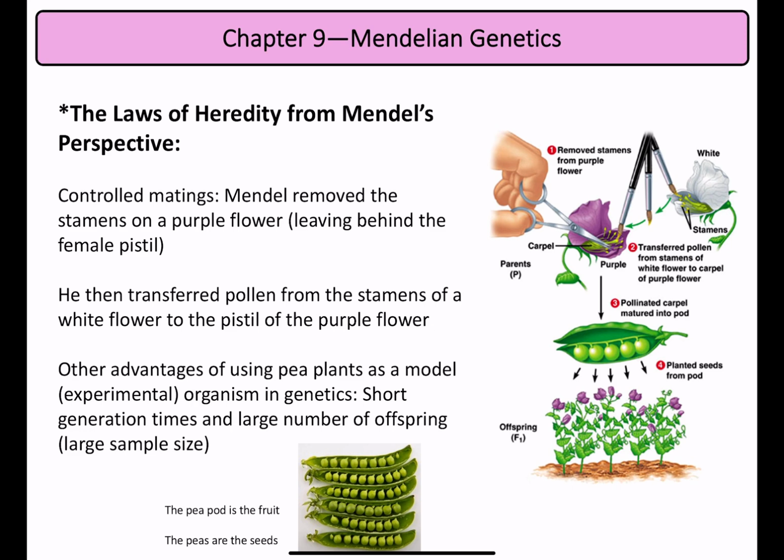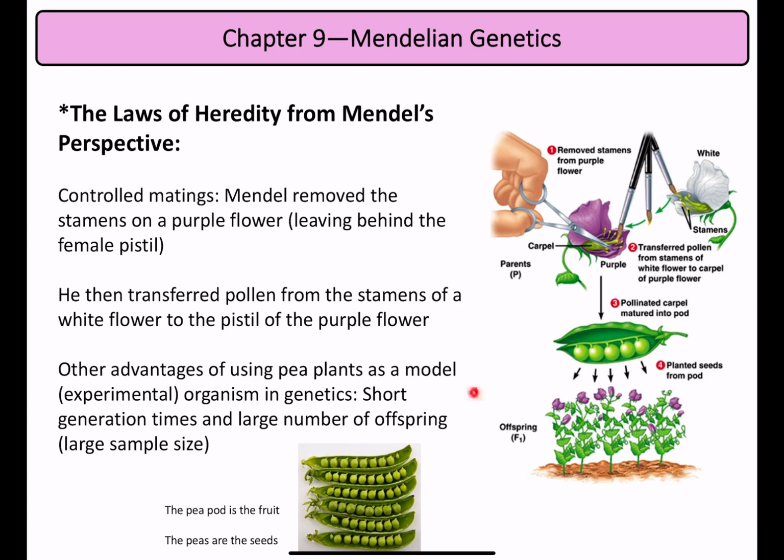Then he probably covered the purple plant so no other pollen could land on it. Then he allowed the pistil to mature into a fruit. In this case, the fruit is a pea pod, and the seeds inside the fruit are peas. And then he grew up those seeds, so he planted the seeds, and then he looked at the phenotype or the traits in the next generation.